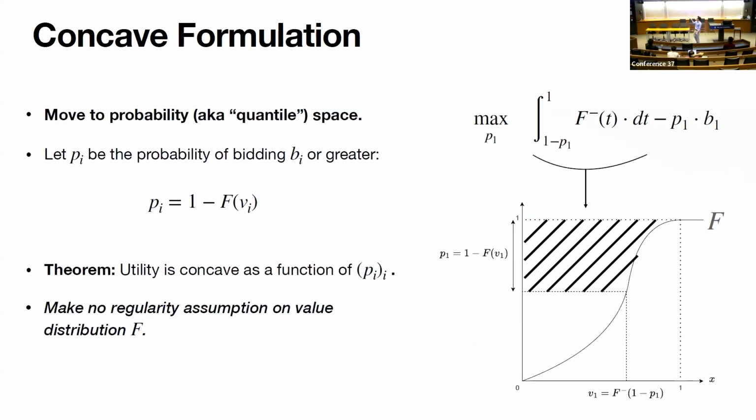And this is where we make a main observation, which is that you should move to the probability space, also called the quantile space in the pricing literature, where instead of working with these thresholds, you work with the probability with which you bid a value or above. So the probability is taken over your value distribution. In particular, you set p_i equal to 1 minus F_i. And now if you use p_i as your variables, the mapping from these p_i to the utility is concave. And importantly, it's concave without making any regularity assumptions on the value function. It doesn't have to be MHR or have increasing virtual values, unlike pricing.